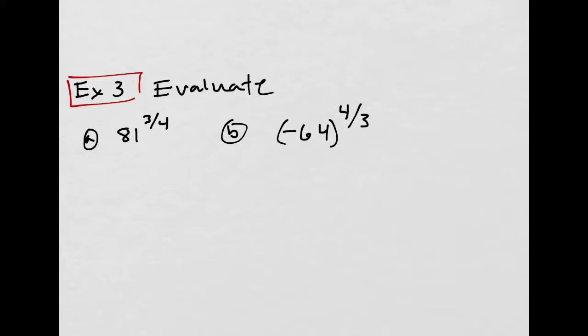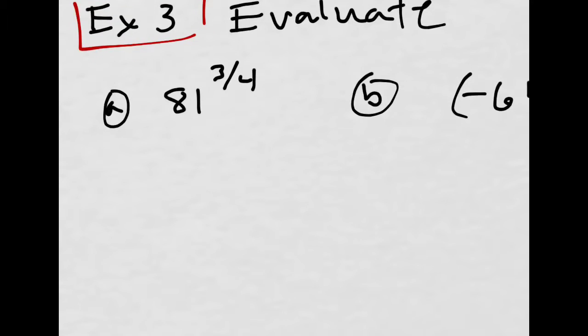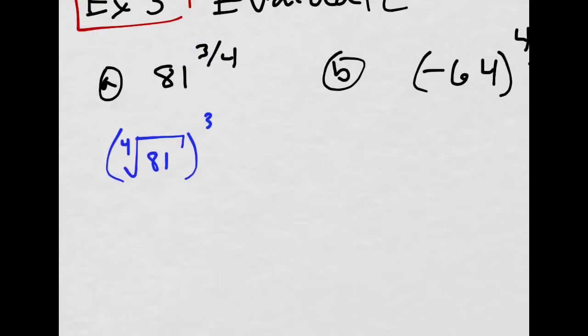Okay, on these two, it's fairly simple. Just evaluate. We're going to use those rules that we had. Remember, I can take this and put it out in front, so I can take the fourth root. I'll do that in blue. Take the fourth root of 81, so that it becomes a smaller number, and then I'm going to raise it to the third power, because that's the numerator.